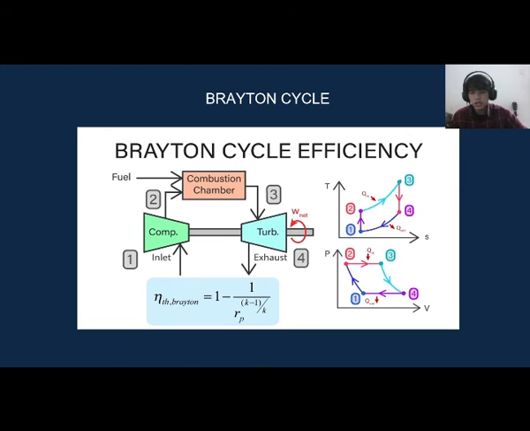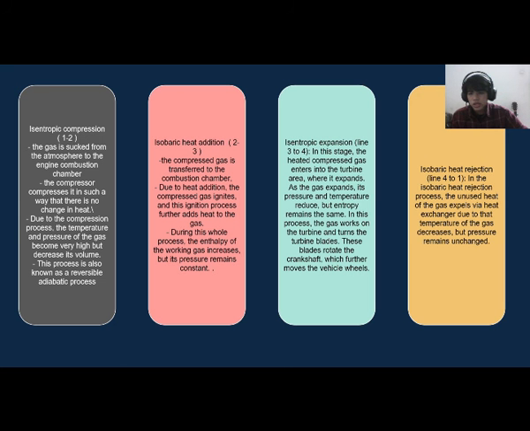The last is the Brayton cycle. This is the diagram, and 1-2 is isentropic compression. The gas is sucked from the atmosphere into the engine combustion chamber. The compressor compresses in such a way that there is no change in heat. Due to the compression process, the temperature and pressure of the gas become very high but volume decreases. This process is also known as a reversible adiabatic process.